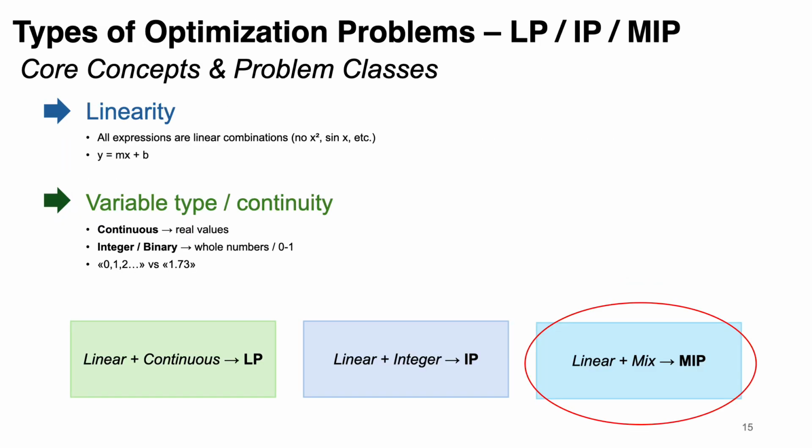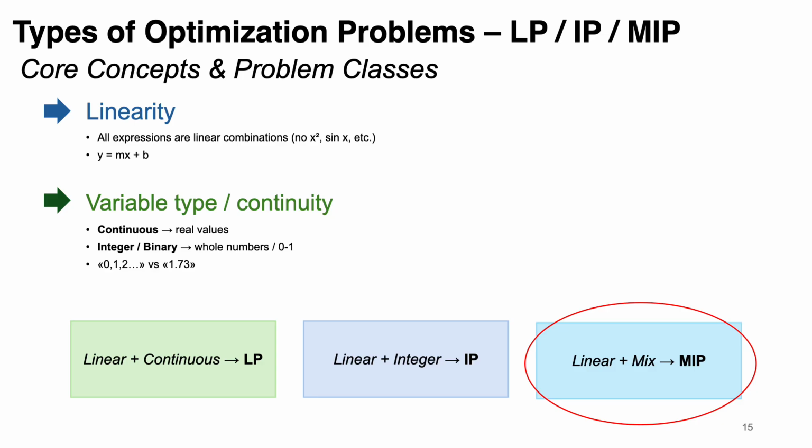Now we move into Chapter 2, where we define the specific classes of problems we will solve. We categorize these based on 2 factors: linearity and variable type. For a model to be linear, all expressions must be simple combinations. In word form, this means y equals m times x plus b. You cannot have variables multiplied by each other or raised to a power, like x squared.